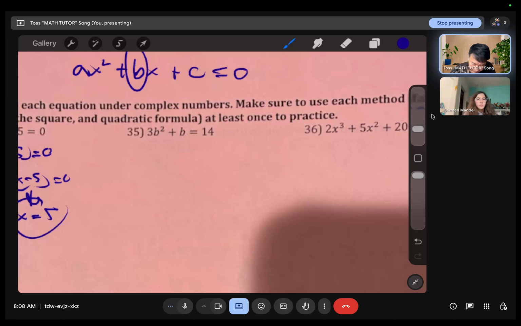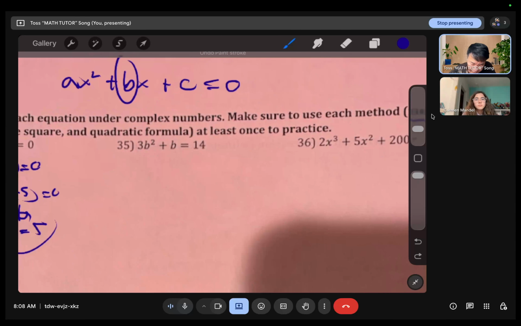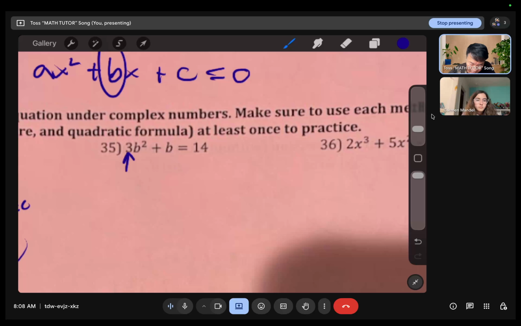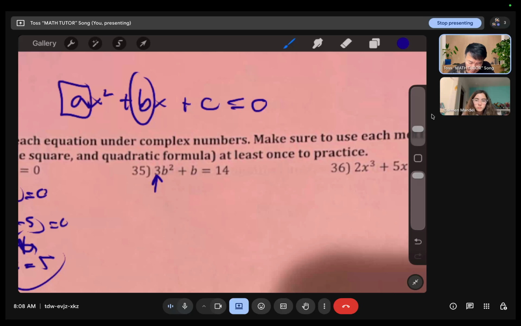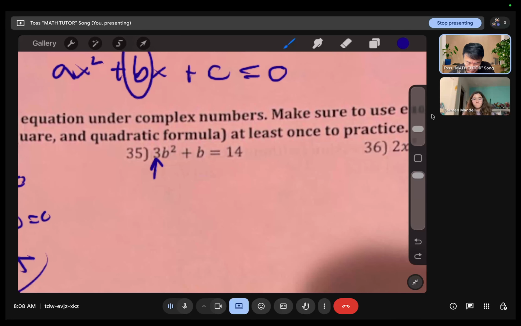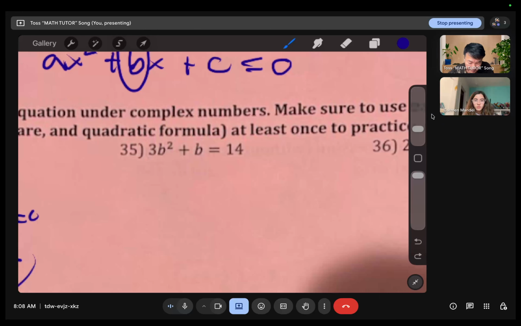Now this one, you do not want to complete the square here, because of this 3. When completing the square, you don't want a coefficient a other than 1, nothing greater than 1. There's a 3. You don't want to do that because you have to factor out, or divide out. It's messy. So let's do it first by factoring, or quadratic formula.